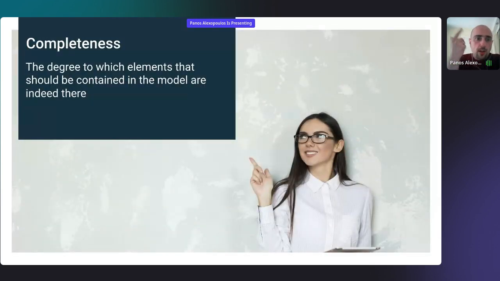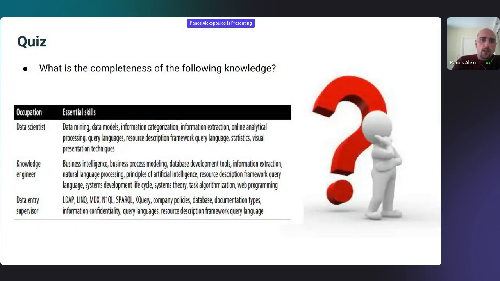Okay, let's move now to another dimension called completeness. Completeness is the degree to which elements that should be contained in the model are indeed there. In other words, does the knowledge graph contain all the relevant and necessary knowledge of the domain or of the application that it's supposed to support? Again, here you see that we have some essential skills. I bet that if I make a poll here and ask you about some additional essential skills, you will probably have some ideas on what additional skills a person needs to have. So these are just some examples. In that sense, the completeness is not 100%.